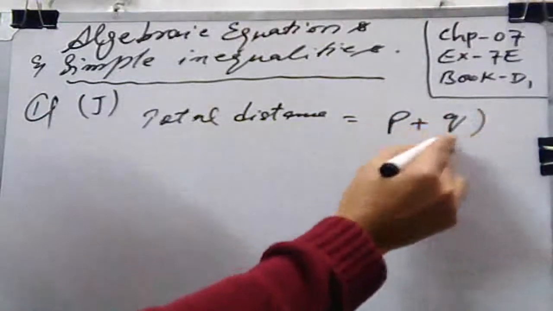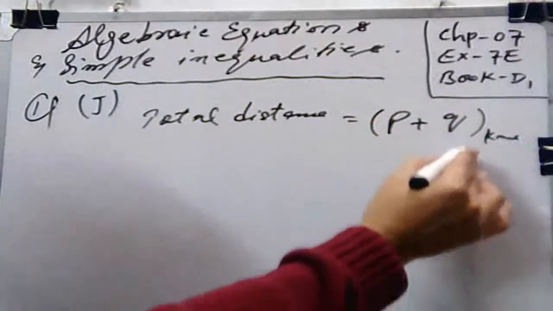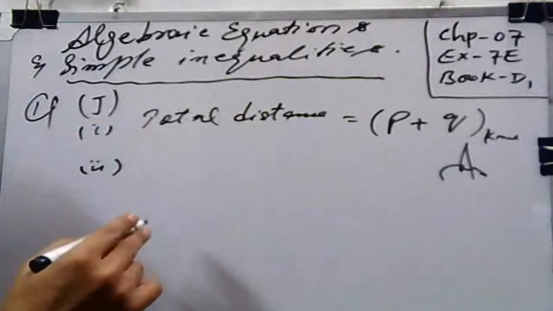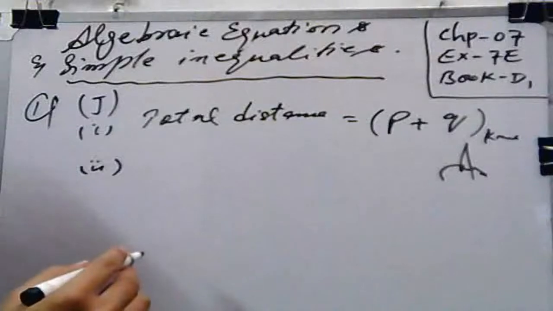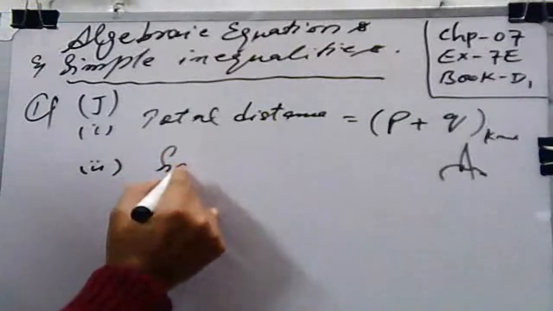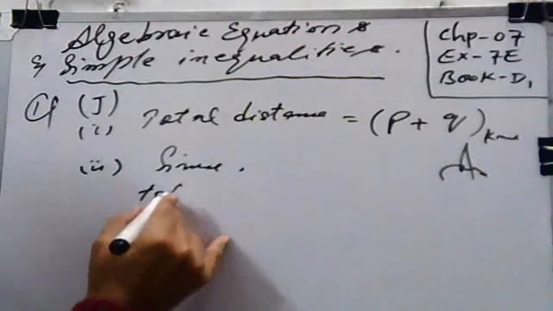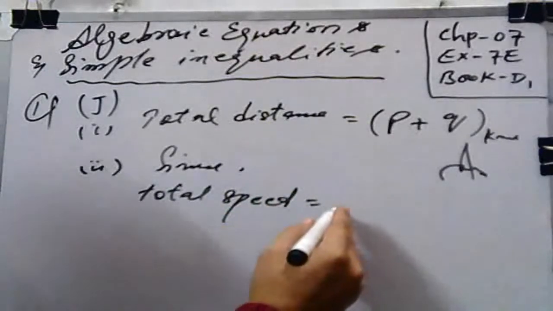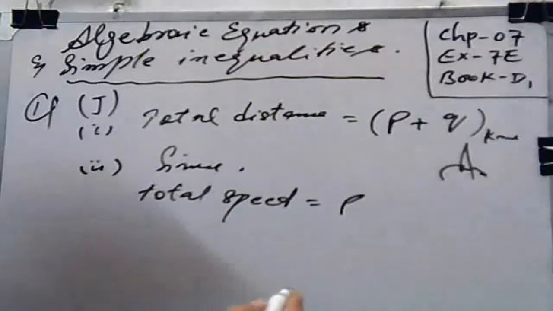Now coming to the J part. A car travels x kilometer per hour for p kilometer and makes another journey at y kilometer per hour for q kilometer. Find total distance r kilometer of the car. If you read this statement, that is your total distance, very simple: p kilometer plus q kilometers, so that is your total distance. But in the second part you have been asked to find the formula for average speed.